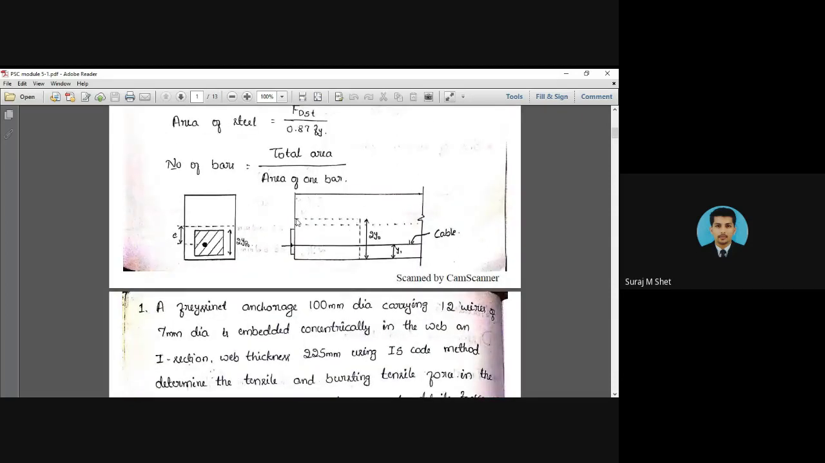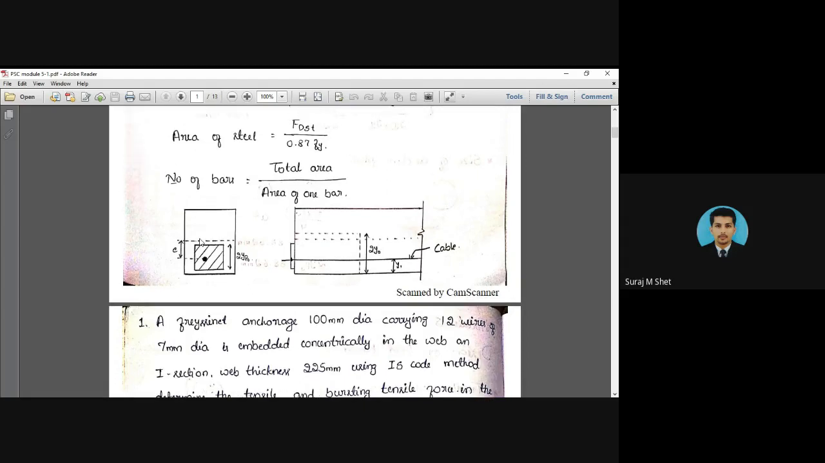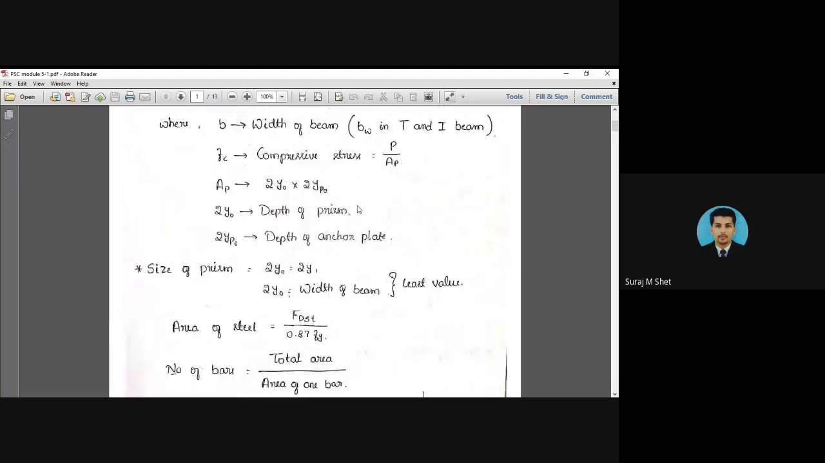See, if the neutral axis is here, the portion below the neutral axis is called 2 times of y naught, that is the prism. This is your prism, and this is the anchor plate, 2 times of yp naught. If the p is coming, it means the anchor plate. If you provide some plate inside the anchor zone, the end block zone, then it's called the anchor plate. P indicates plate. So don't confuse these two.